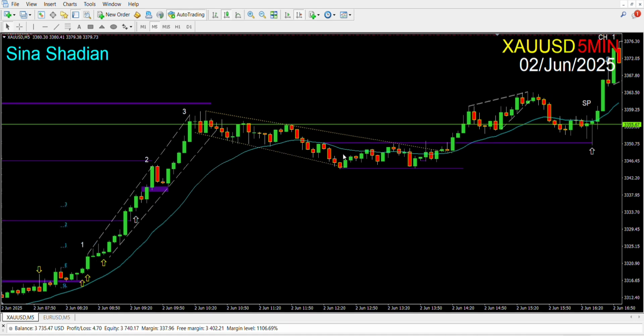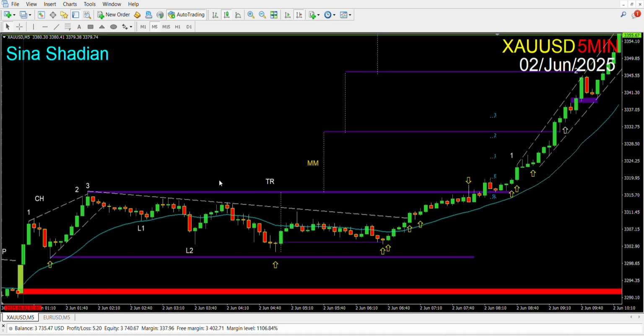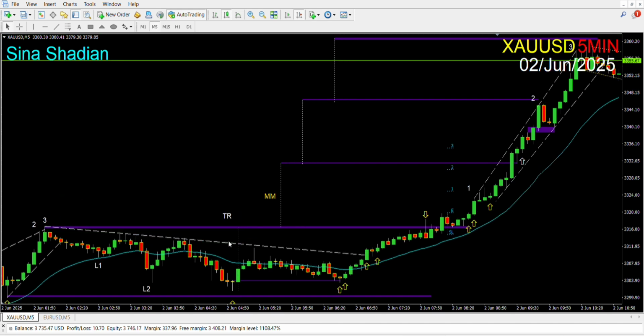How beautifully this market moves. And something about this previous trading range that I need to mention is that I always measure from the top of the trading range to the bottom of the trading range.